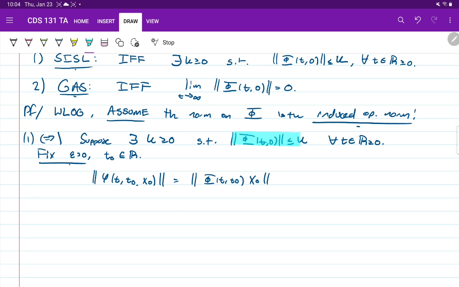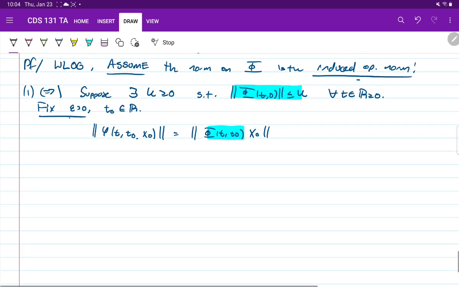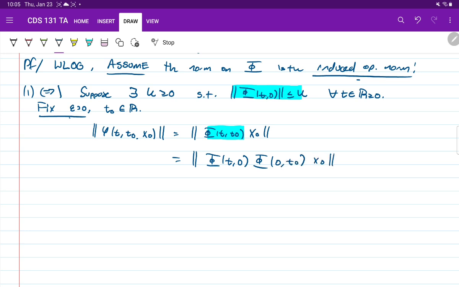Well, we know that we have a bound on phi of t comma 0, right? So in order to actually apply this bound, we need to split up this phi into 2 different pieces, okay? So using the composition property of the state transition matrix, this is equal to phi of t comma 0, phi of 0, t naught, multiplied by x naught. Now let's use the property of the operator norm to split this norm up into 3 pieces. All right, so this in turn is less than or equal to the norm of phi of t comma 0 multiplied by the norm of phi of 0, t naught, times the norm of x naught.